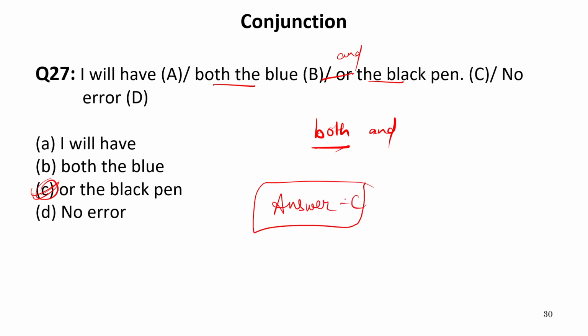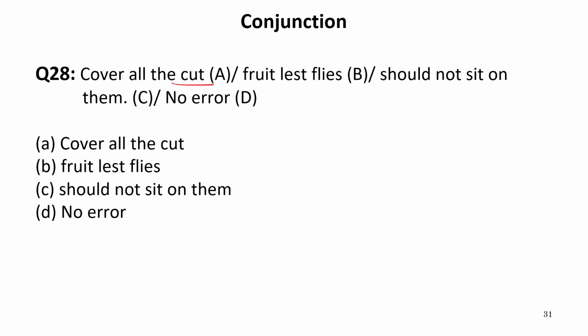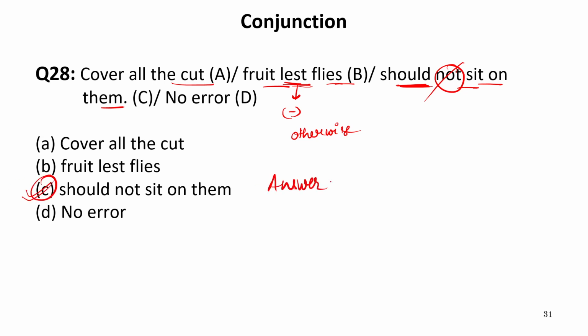Now let us move to the next one. Cover all the cut fruit lest flies should not sit on them. Lest is a negative word, which means otherwise, and it is always paired with should. Here we have used lest flies should not. Now lest is a negative word. We cannot use not with it. Therefore, the correct sentence will be cover all the cut fruit lest flies should sit on them. Therefore, the error is in part C. We have to remove this not from this part. So our answer is C.